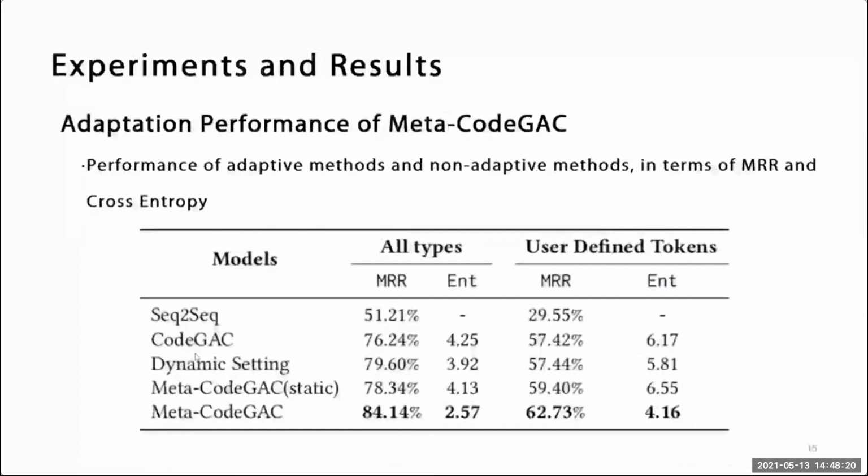This table shows our experimental results of model adaptive effect. It can be seen from the table that our meta-learning method has a significant improvement in cross-entropy and MRR performance. In addition, methods involving dynamic adaptation are better than non-adaptive baseline methods to varying degrees, which highlights the importance of dynamic adaptation.